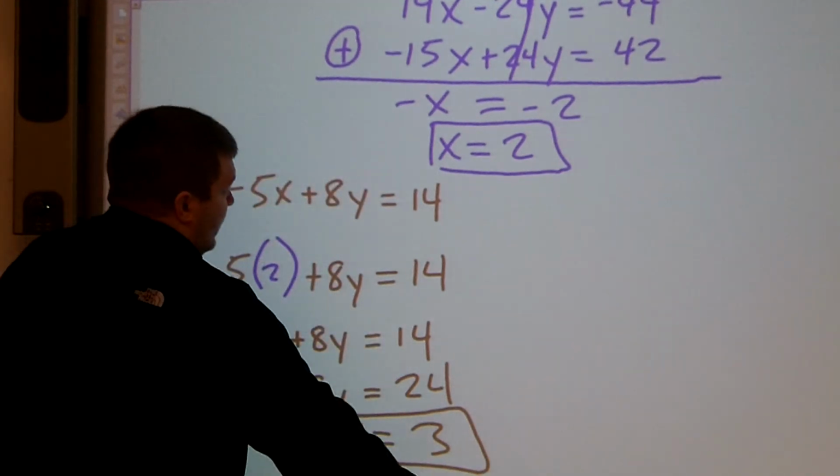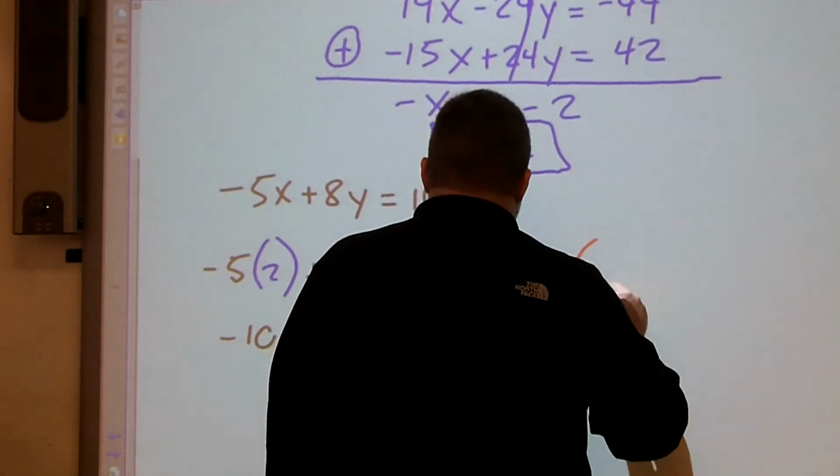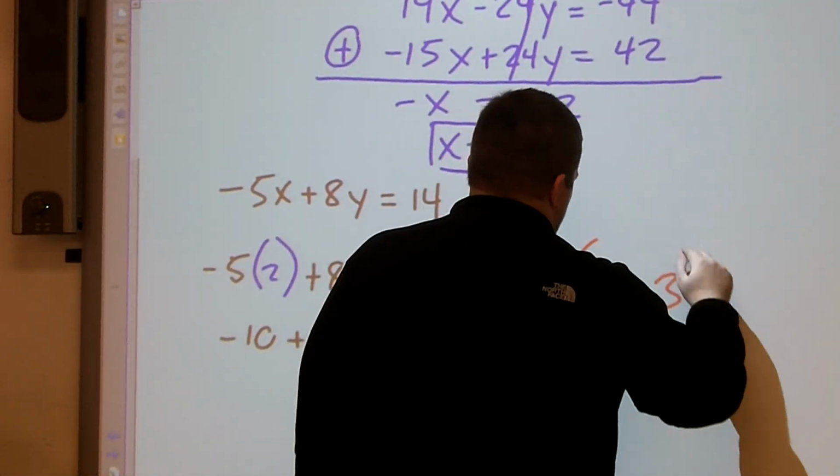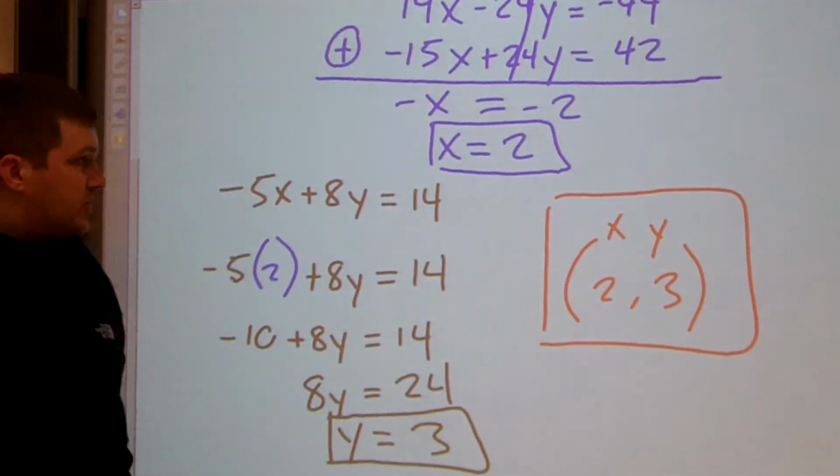So now we're ready to write our final answer. Remember, we're talking about ordered pairs. So our ordered pair is 2, 3. That's it.